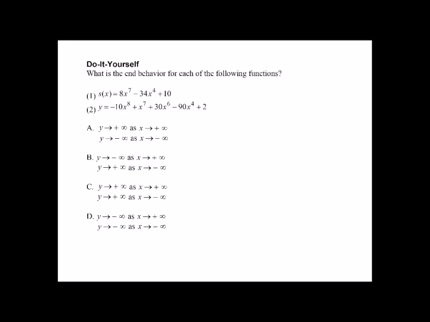Here, I want you to pause the video and try to really think about 1 and 2 here. Look at the end behaviors, try to write it down and match with one of those 4 options below, and come back for answers.